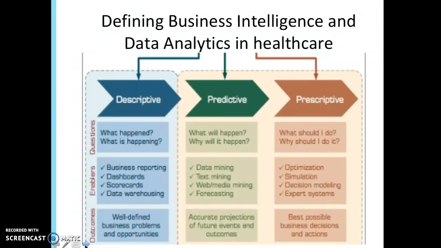This is really important in healthcare because we don't want to be always looking back and saying, oh, okay, that happened. Well, that was obvious. We knew it happened. We want to be in a position where we can predict what will happen, so in case there's a bad outcome, we can stop it from happening.